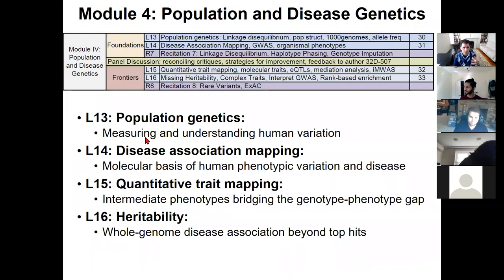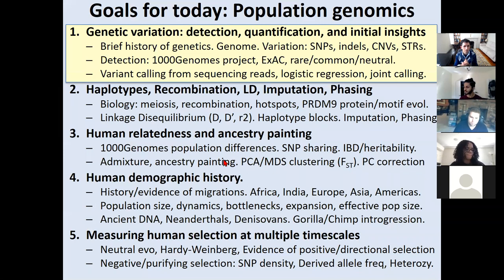So we're gonna look at how do we measure and understand human variation today, and then we're going to get into phenotypic variation next week. So first of all, how do we build genetic variation maps for the human genome? How do we detect variation? How do we quantify it? And what are some of the initial insights?